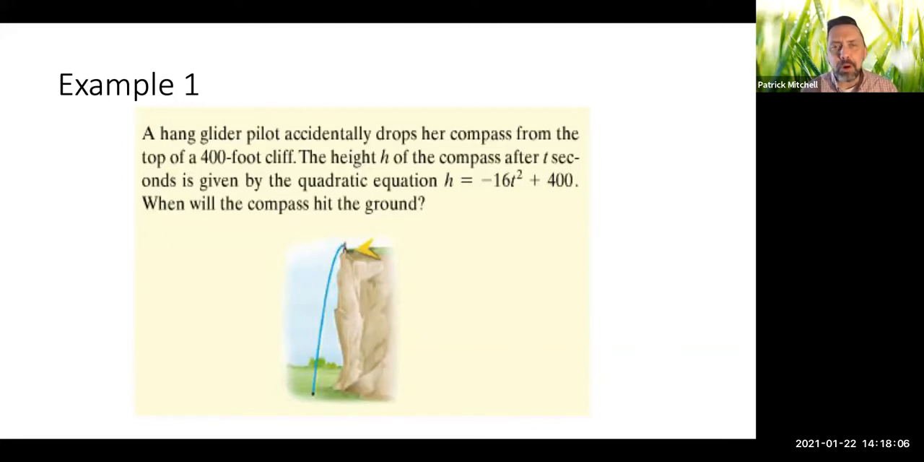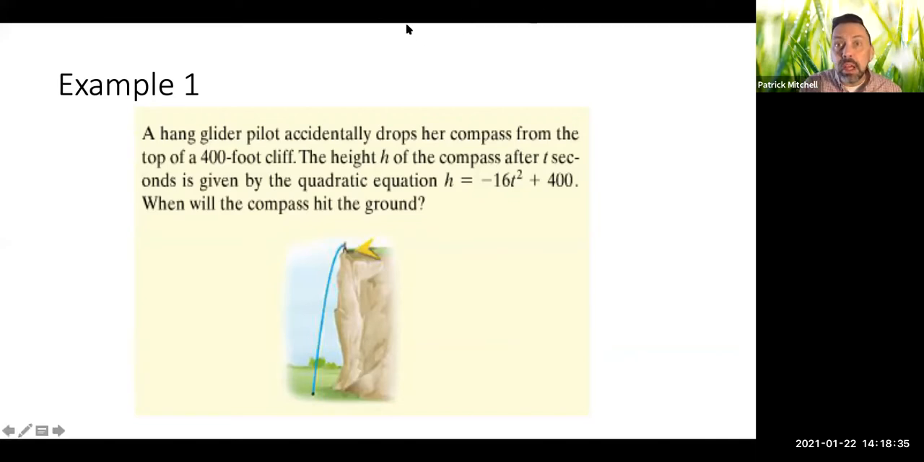So this problem always makes me laugh, believe it or not, because it reminds me of a book that I taught out of years and years and years ago. It was basically this same problem, except instead of dropping a compass off a cliff, it was somebody throwing an engagement ring off a balcony. So I always appreciate some high drama in my word problems. But anyway, basically the same problem.